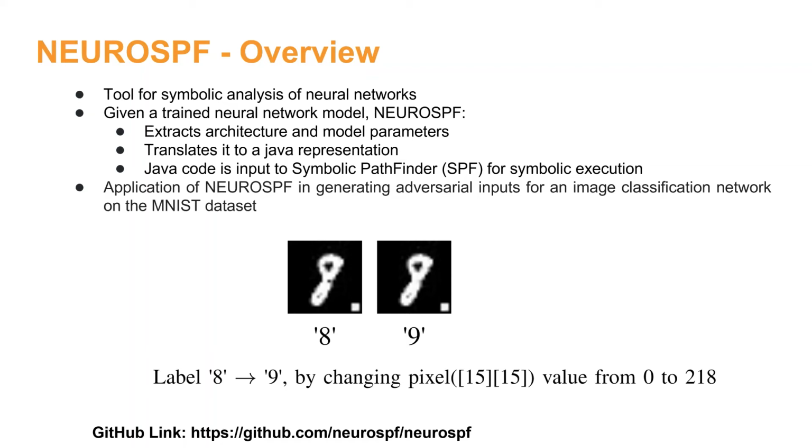NeuroSPF is a tool for the symbolic analysis of neural networks. Given a trained neural network model, the tool extracts the architecture and model parameters and translates them into a Java representation, which can then be fed into Symbolic Pathfinder for symbolic execution.